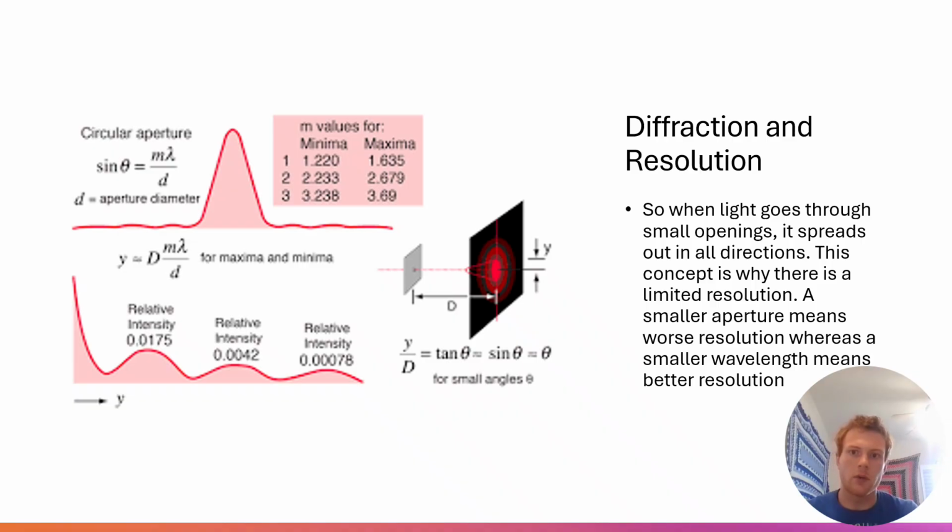So for diffraction and resolution, when light goes through small openings, it spreads out in all directions. This concept is why there is a limited resolution. As it goes further on, the intensity decreases. A smaller aperture means a worse resolution, whereas a smaller wavelength means a better resolution. And this graph is the intensity graph. We did something similar in lab, and we had the n values that we had to calculate out. It was a really cool lab.